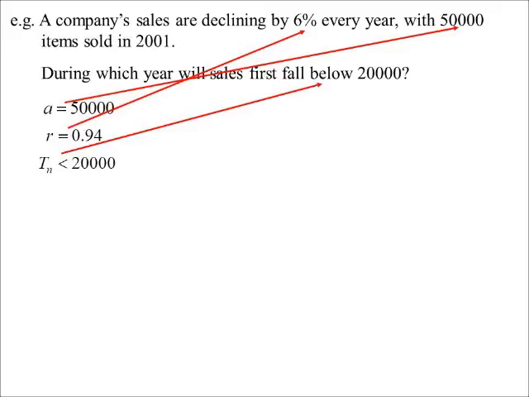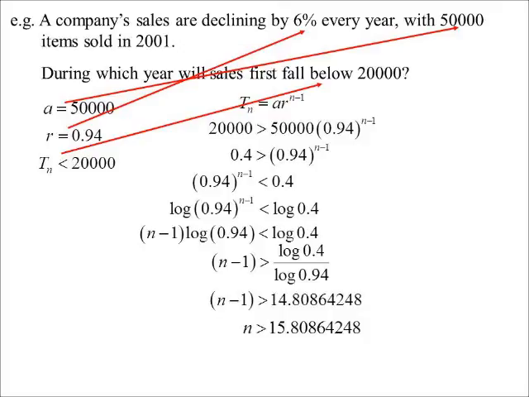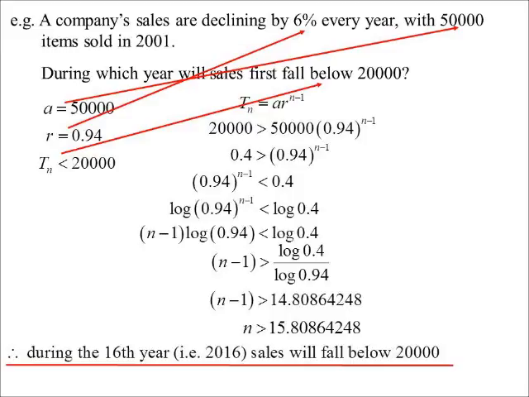We want to know when is the general term below 20,000. So general term, a r to the n minus 1. So 20,000 is greater than 50,000 times 0.94 to the n minus 1. Log both sides. Now we can bring the power to the front. Divide by log 0.94, but of course, log of 0.94 is negative, therefore we change the sign. So n minus 1 has to be greater than 14.8, so n has to be greater than 15.8. We want the first one, so it will take 16 years.